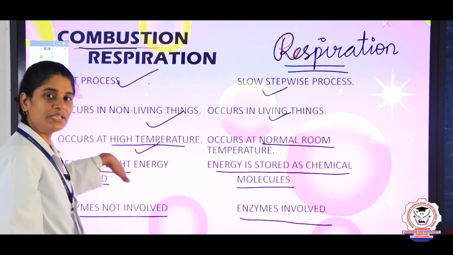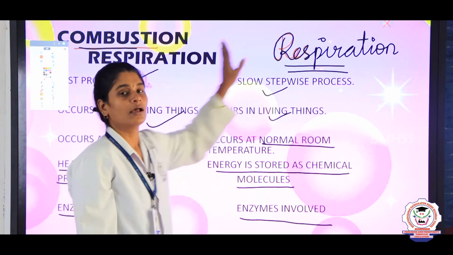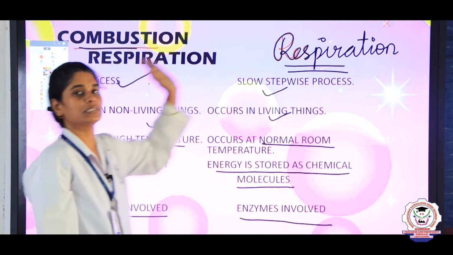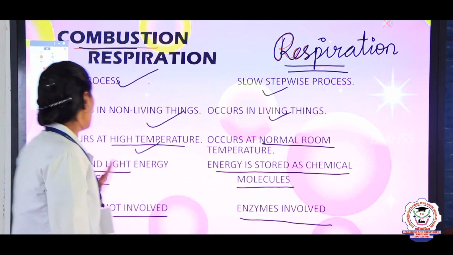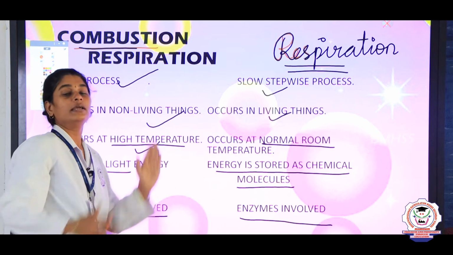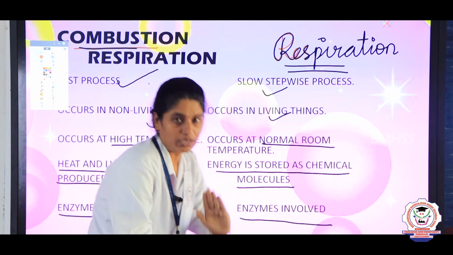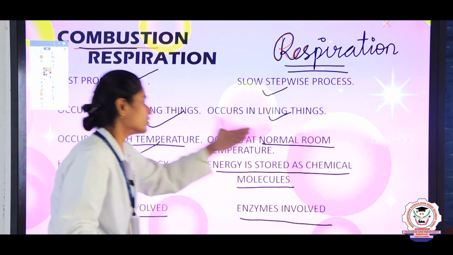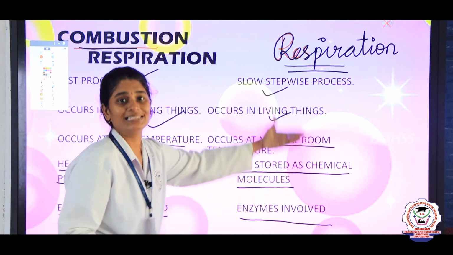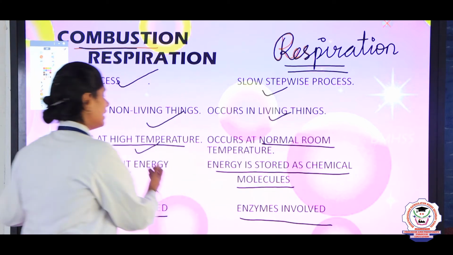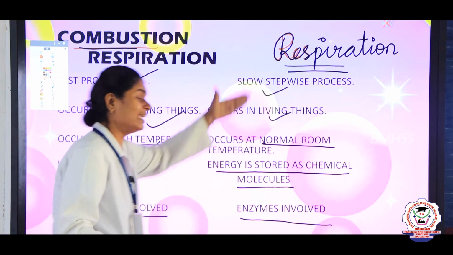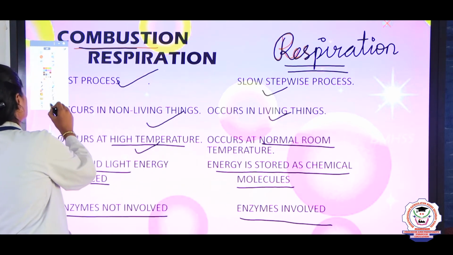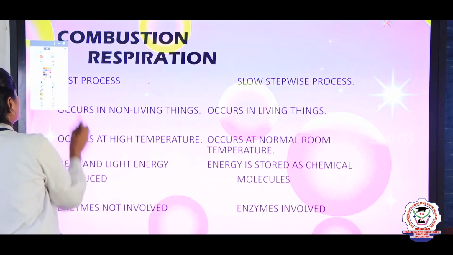Okay. So combustion occurs in a non-living thing. Respiration occurs in a living thing. Combustion is a very fast process. Respiration is a very slow process. Combustion occurs at high temperature. Respiration occurs at normal room temperature. Here we get light and heat energy liberated. In respiration, the energy is stored as chemical molecules. Enzymes are not involved in combustion, but in respiration enzymes are involved. Okay. So this is about respiration, right.